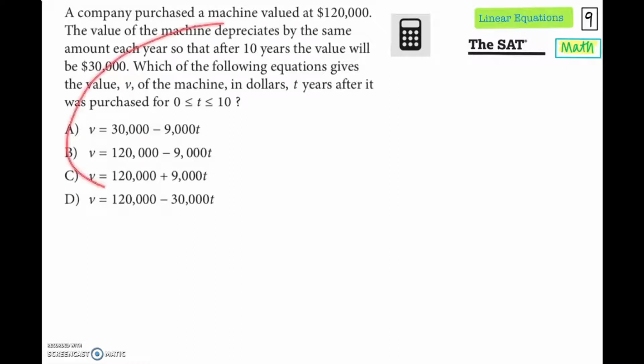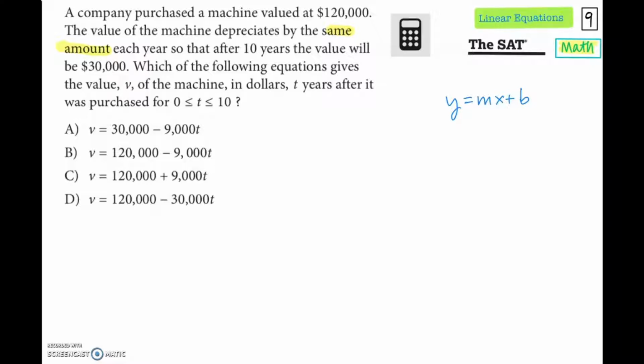We are doing more SAT math problems, and this one, let's read through it. A company purchased a machine valued at $120,000. The value of the machine depreciates, so it's going to go down by the same amount. As soon as I see same amount, that it's changing by the same amount, that tells me that this is going to be a linear function. And we're probably going to use y equals mx plus b, which is one of the forms of a linear function, a common form that we'll use.